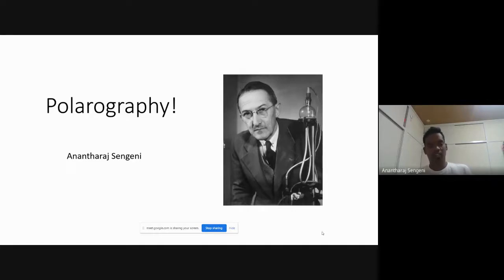Then we can discuss using them in different fields of energy conversion, electrocatalysis, as well as in sensors and battery studies. Okay, so let's start with today's topic, polarography.